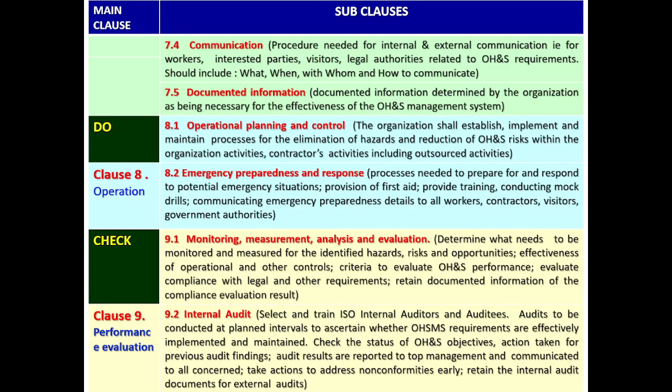Under check, clause 9, performance evaluation. Subclause 9.1, which talks about monitoring, measurement, analysis and evaluation.